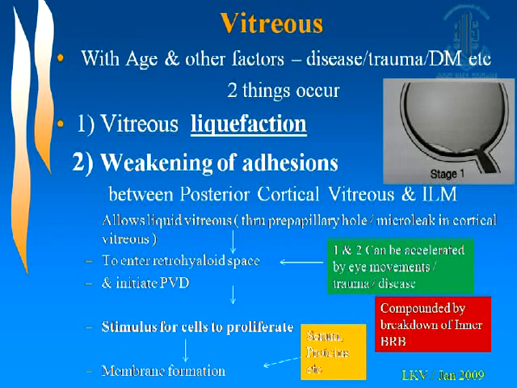These processes of liquefaction and loosening of adhesions can be accelerated by aging, by eye movements, by trauma, or by some disease. And believe me, once this starts, this is a stimulus for cells, either the astrocytes or the hyalocytes or other cells, to play nuisance in this area. Once the cells come here on the surface, they play nuisance, and this is compounded by breakdown of the inner blood-retinal barrier. This results in exudation of proteins and serum, which ultimately results in membrane formation. So this slide is the most important slide of my talk, showing how this interface gets affected.